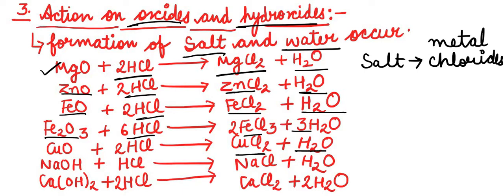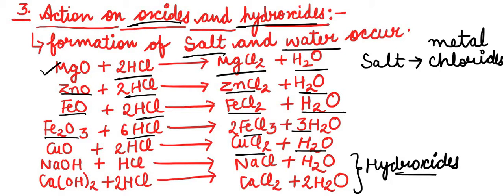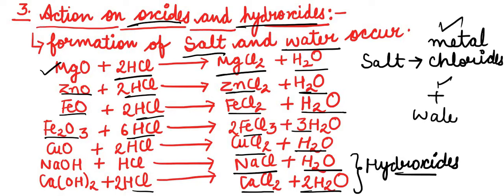And if hydroxides are present, these hydroxides combine with your HCl molecule, then there is a formation of NaCl plus water. Calcium hydroxide with HCl forms calcium chloride plus a water molecule. Always metal chlorides plus a water molecule are formed. So this is the action of hydrochloric acid on the metal oxides and metal hydroxides. I hope it is clear.